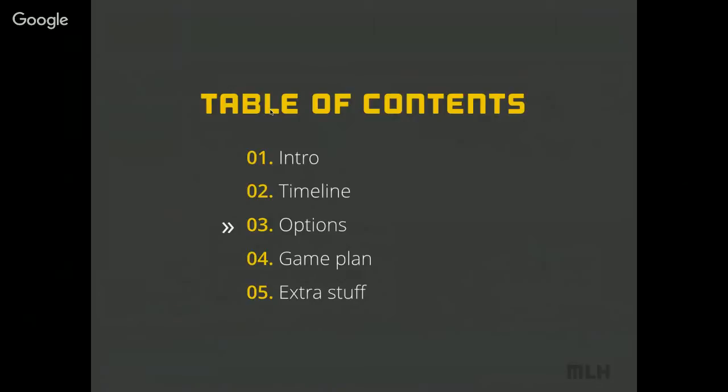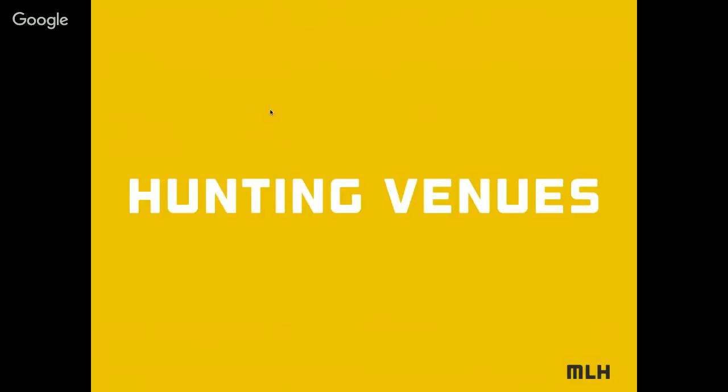There are quite a variety of venues you can actually approach. Surprisingly, you don't think of them when you first think of a hackathon venue. But before we start hunting for venues, let's identify really what we want from a venue.